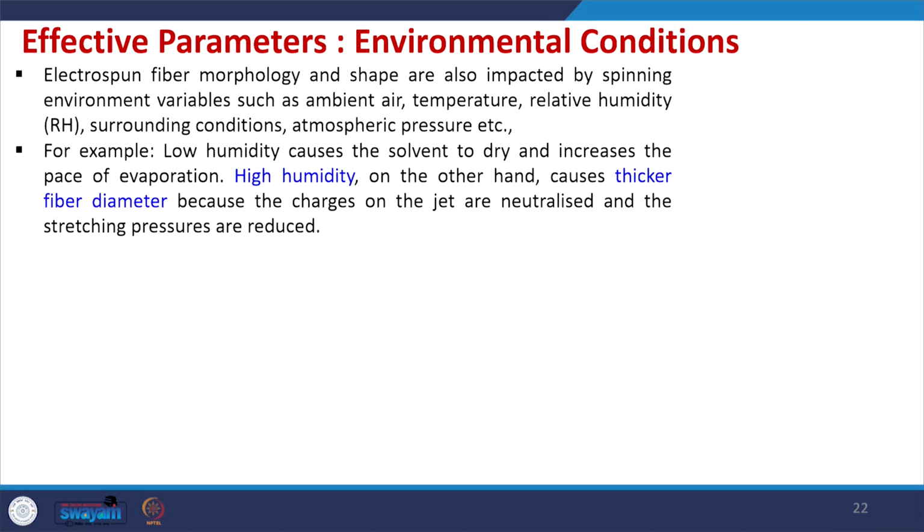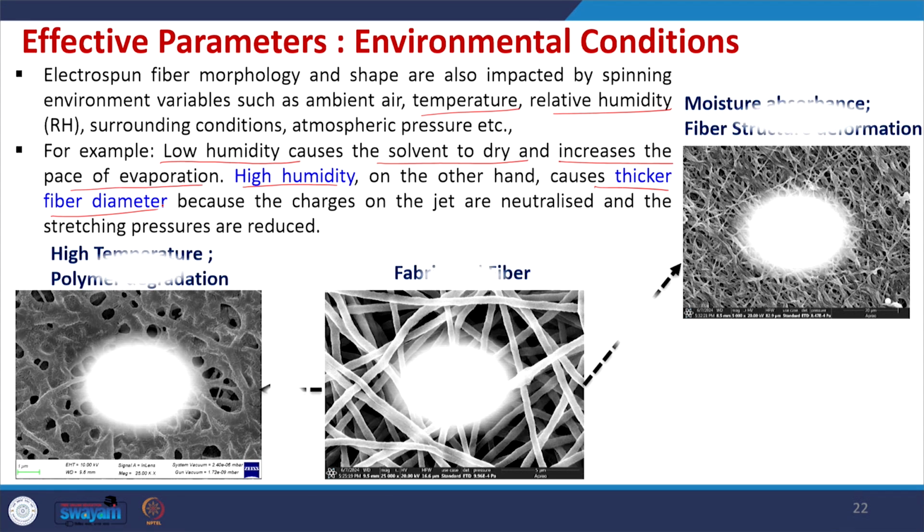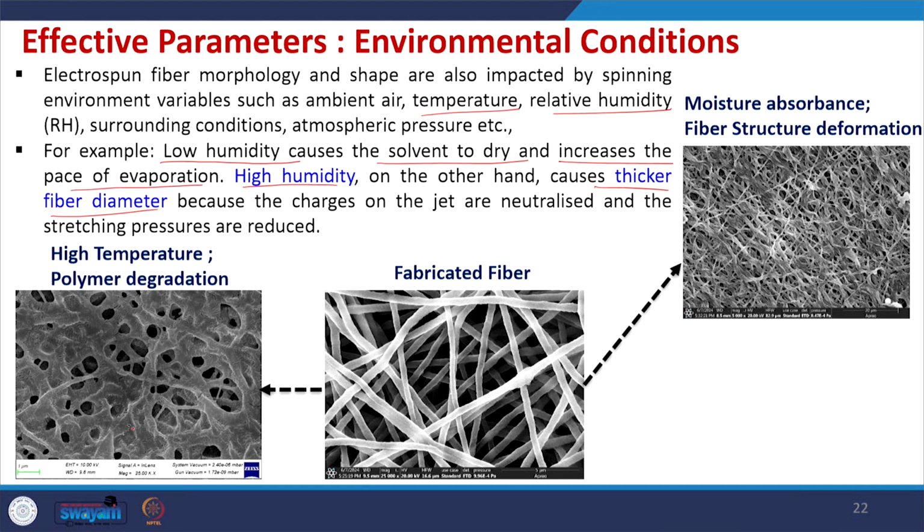The next important parameter is environmental conditions. The environmental conditions also play an important role. For example, temperature and relative humidity also play a very important role in the final product, that is the nanofibers. For example, when you are using low humidity, it causes the solvent to dry and increases the pace of evaporation, and at high humidity you get thicker fiber diameter. You can see here at high temperature the polymer gets degraded, and when you are using the optimum environmental condition, you get the proper nanofibers. In case of moisture, the fiber structure gets deformed.